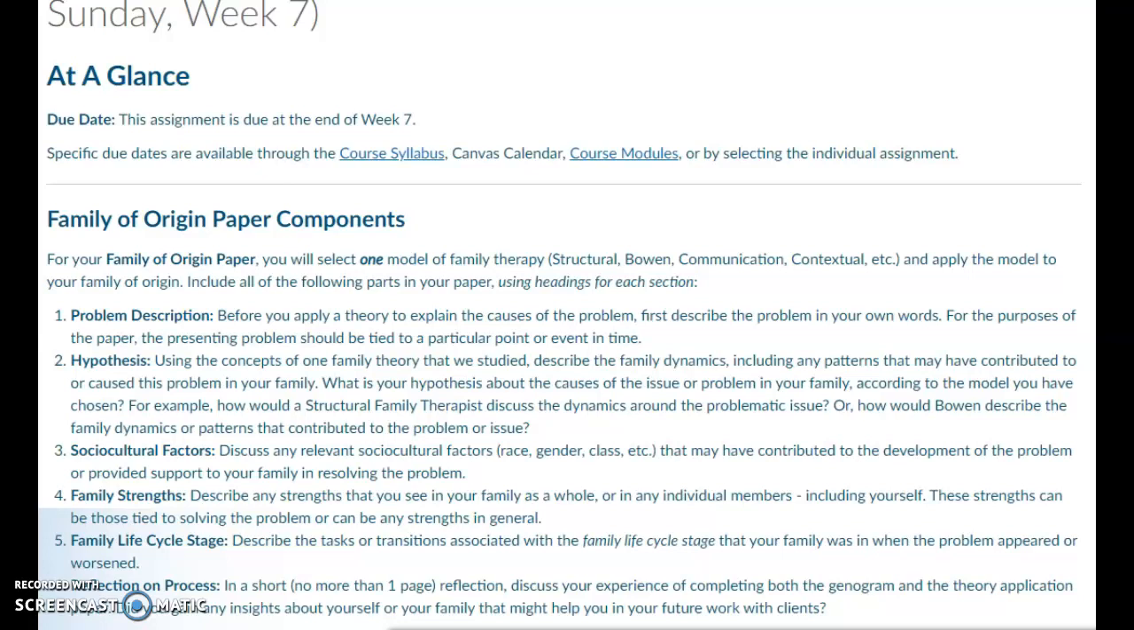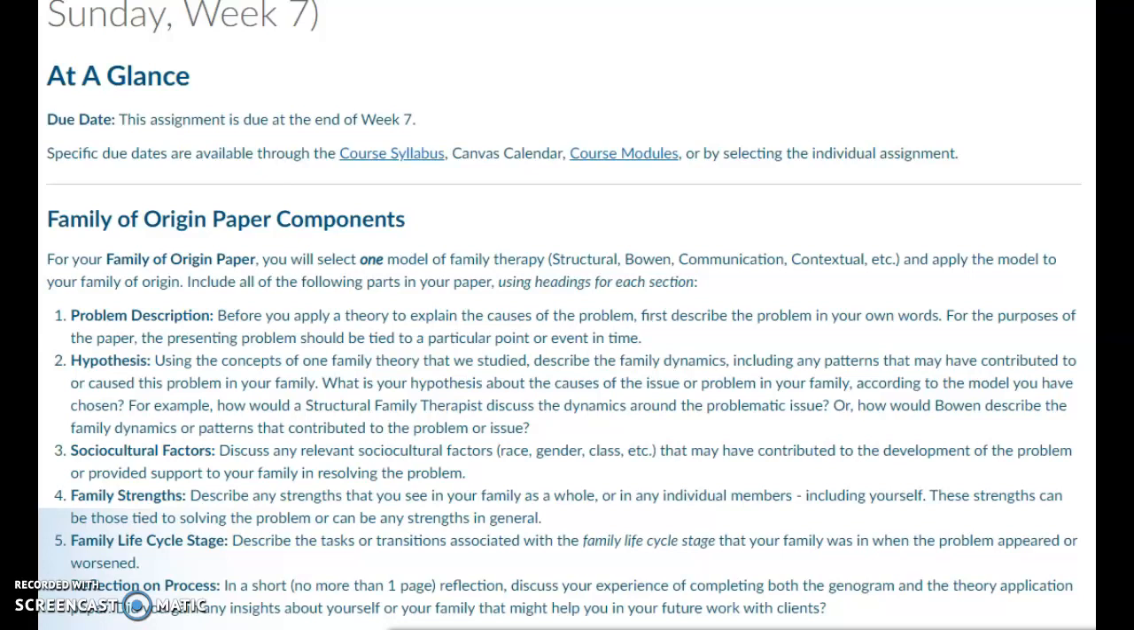So then third, you will be describing any socio-cultural factors that may have contributed to the problem, as well as socio-cultural factors which may provide some resiliencies and maybe help work towards the resolution. Fourth, you will be describing your family's strengths. It would be best to describe strengths with each individual as well as strengths of the family as a whole.